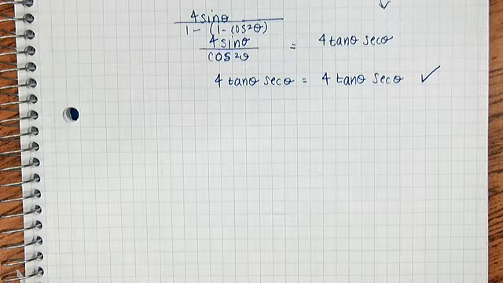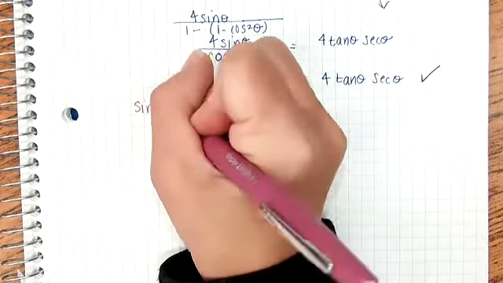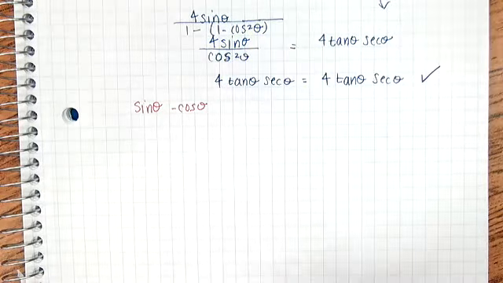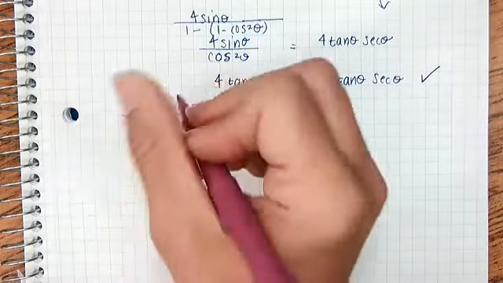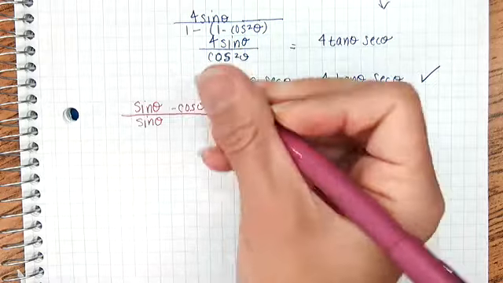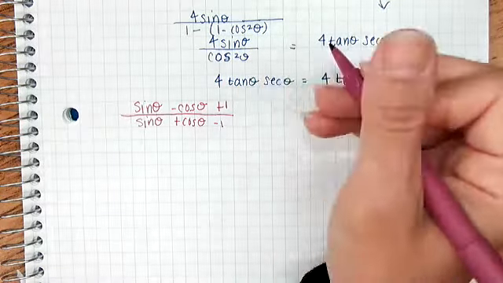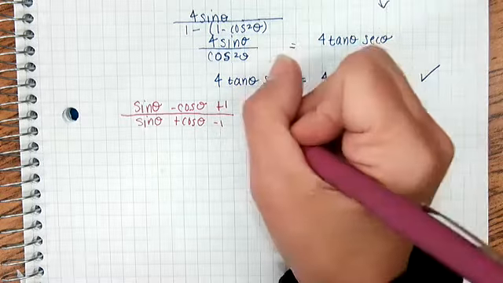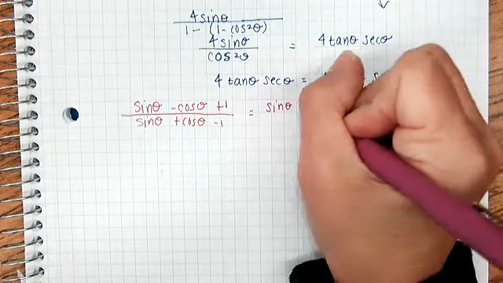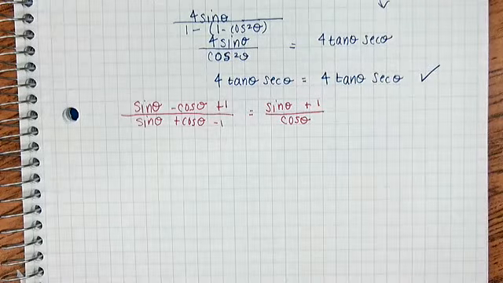Here we go. We're going to do (sine theta minus cosine theta plus 1) over (sine theta plus cosine theta minus 1). And I want that to equal (sine theta plus 1) over cosine of theta.